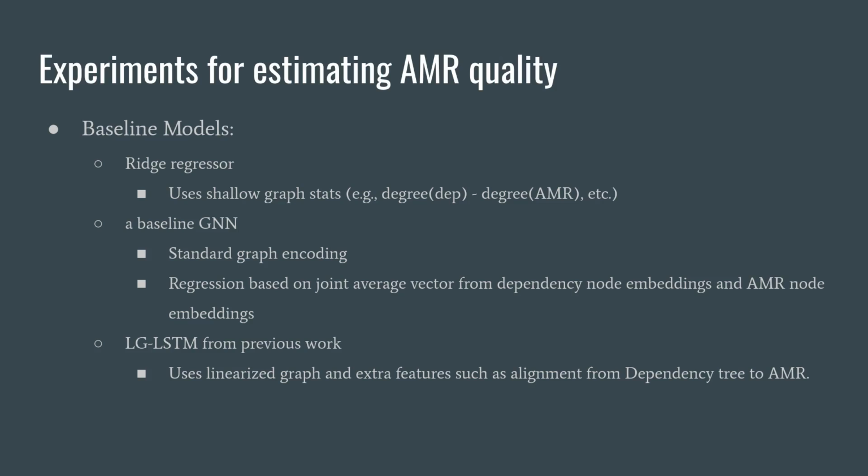And then we have a linearized graph LSTM from previous work, which uses the linearized graph representation and encodes it with an LSTM, but also uses some extra features such as a shallow alignment from the dependency tree to AMR. And keep in mind, all we use is a very standard vanilla CNN. First, we use some 3x3 kernels to capture more local graph structure, and then on top of that we use some larger kernels to capture the more global structures. But it's all a very simple CNN.